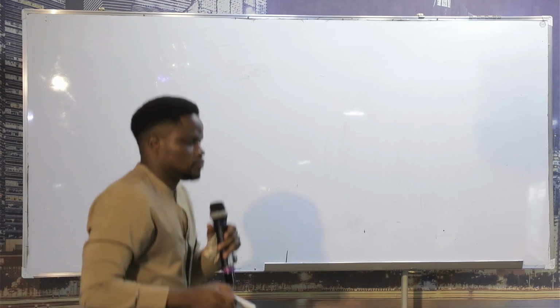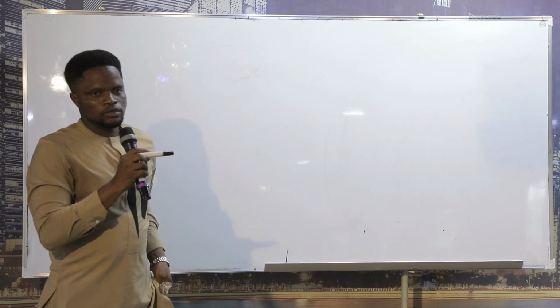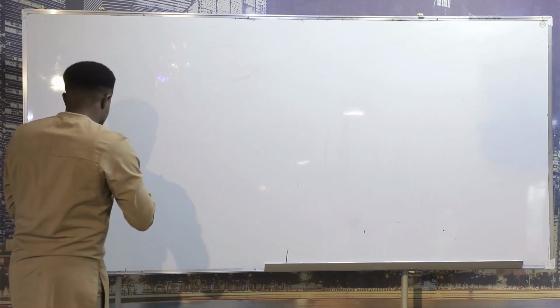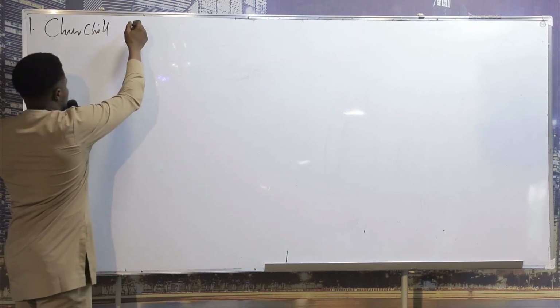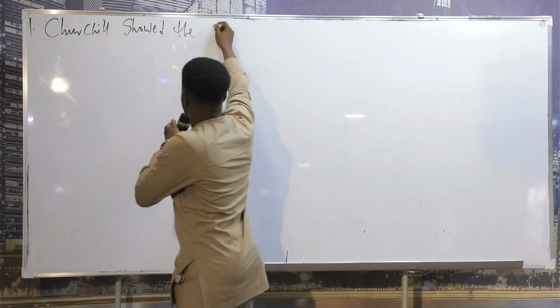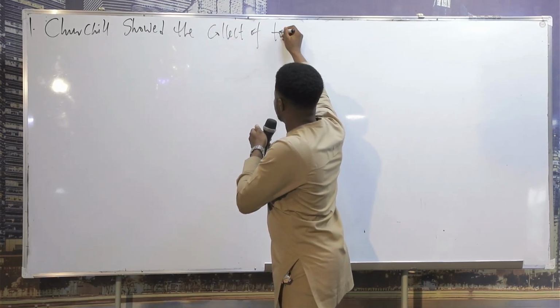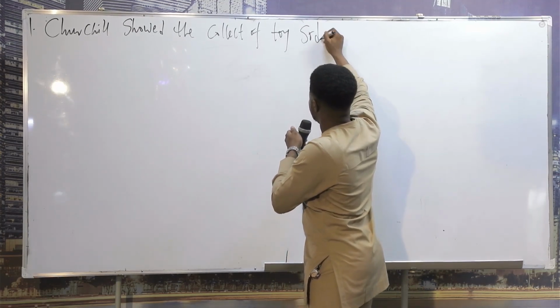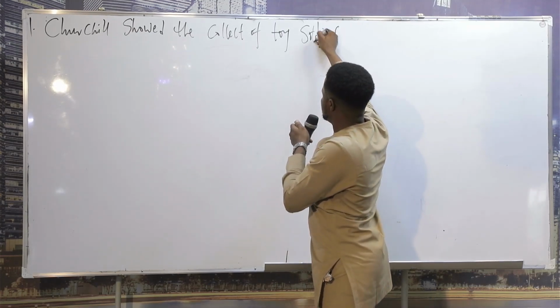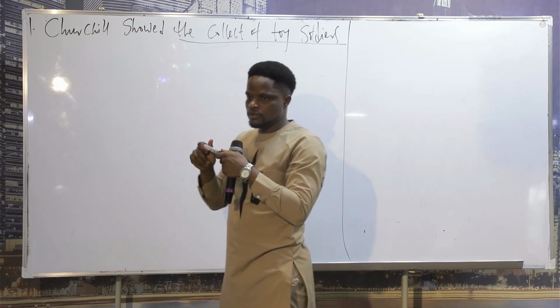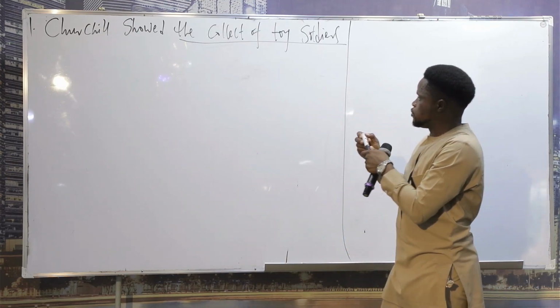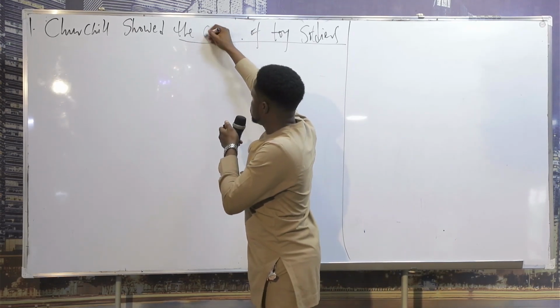Written. Okay. As below. Number one. Number one is an echo. Churchill showed the collection of toy soldiers. Churchill showed the collection of toy soldiers.